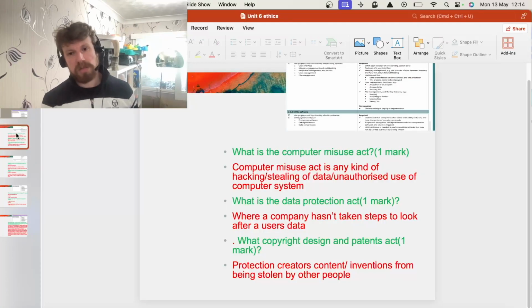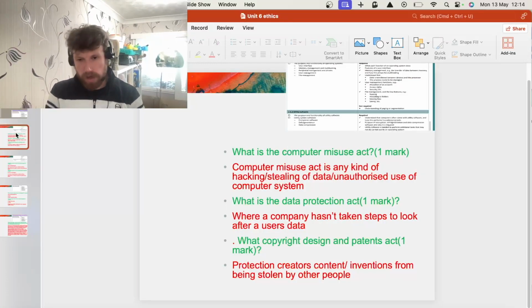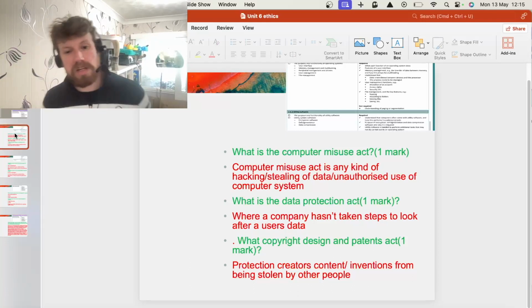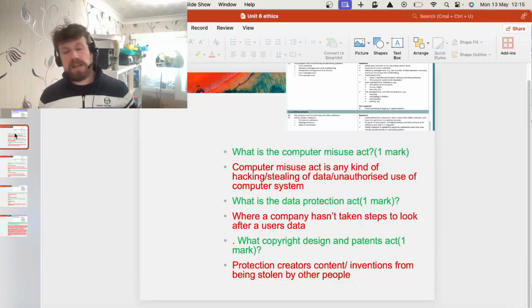So flashcards on these. This is the legal flashcard that you're going to make. Computer Misuse Act is anything to do with hacking, stealing data, unauthorized use of a computer system. The Data Protection Act is if a company is taking adequate steps to look after the user's data, so your school will have to make sure that it is looking after its data appropriately. Copyright Design and Patents Act helps protect creators from having their content and inventions stolen by other people and then selling them on and pretending that it's their own.